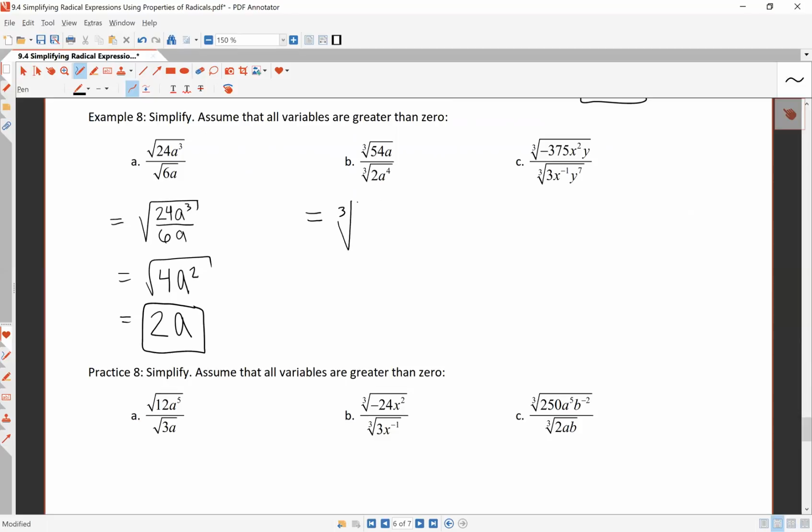Letter B, we take the cube root of 54a over 2a to the 4th. And now 54 divided by 2 is 27, and a over a to the 4th leaves us with an a cubed in the denominator. Cube root of 27 is 3. Cube root of a cubed is a.